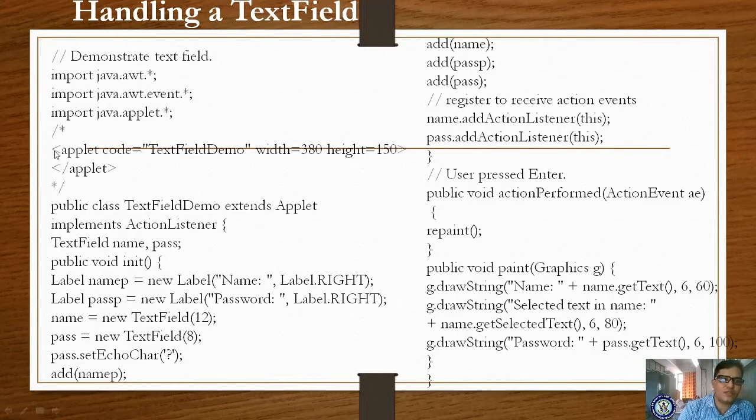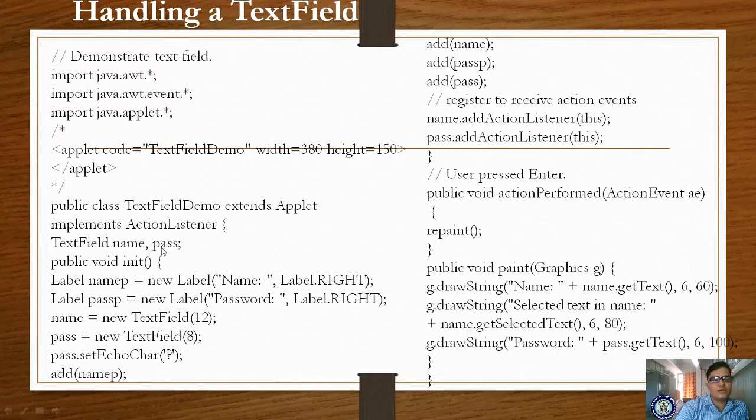Afterwards, within a comment, you must use the applet tag, and the code attribute is very important. You supply the name of the class and the width and height. Now you write the class: public class TextFieldDemo extends Applet implements ActionListener. Since you are pressing enter, it takes ActionListener.